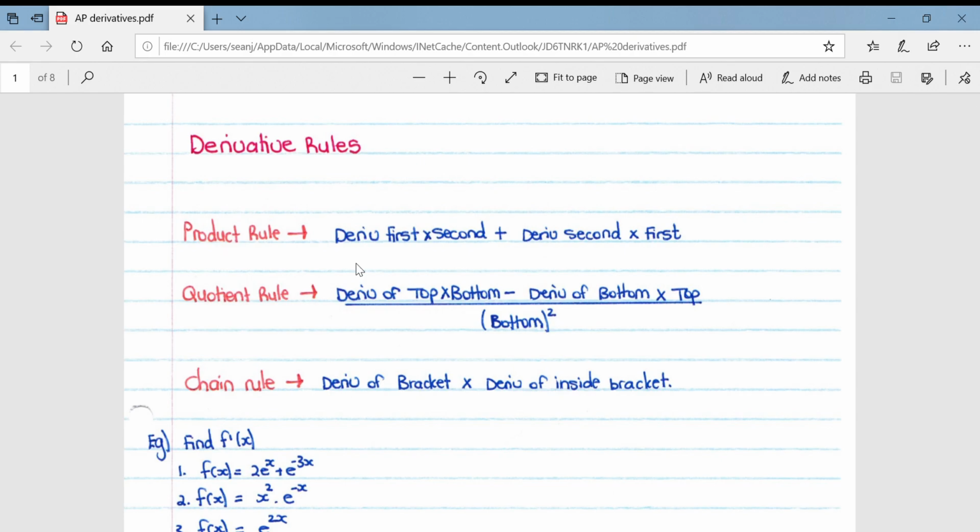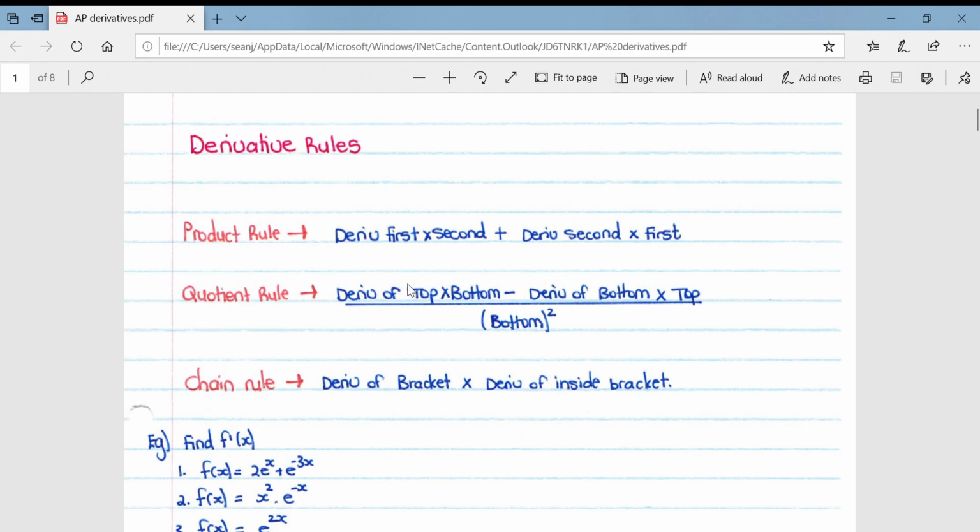Then what we need to do is we derive the first term multiplied by the second term plus the derivative of the second term multiplied by the first term. Then we look at the quotient rule.